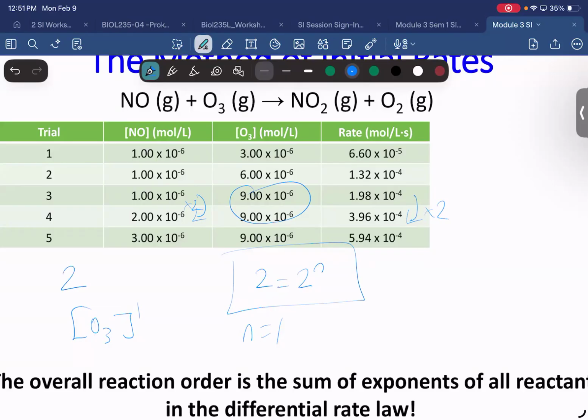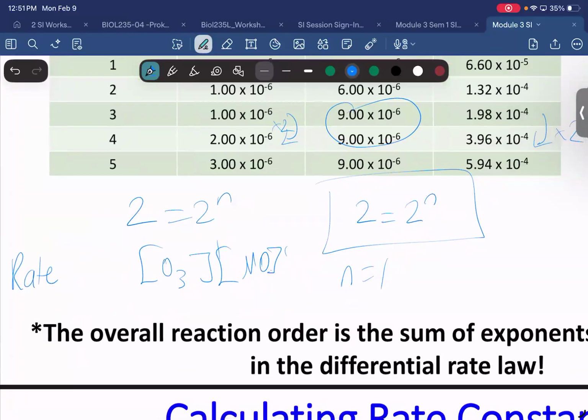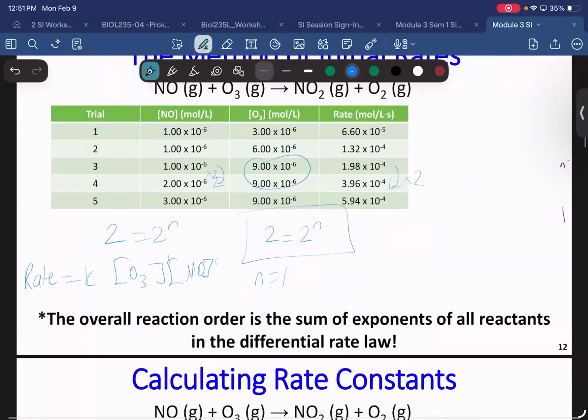We can do the same kind of thing here, and now we know that this is also first order. So now we know that the overall reaction order is 2. So rate equals k, and the overall reaction order is 2 in this case, and that's pretty good.